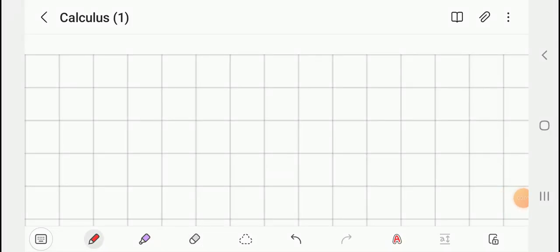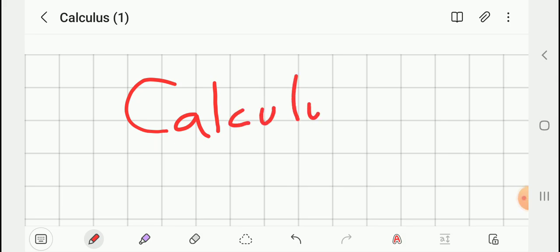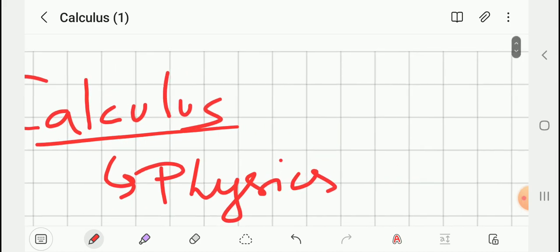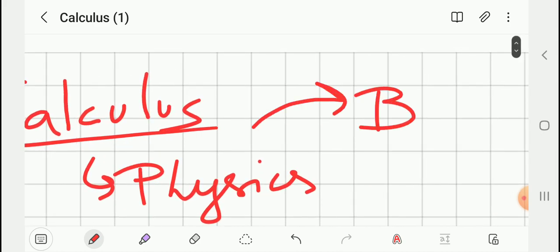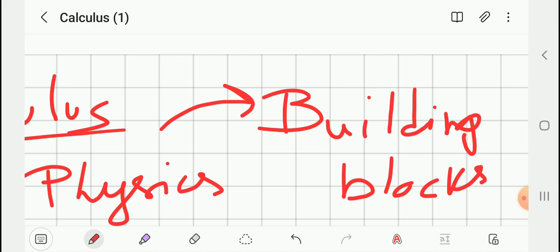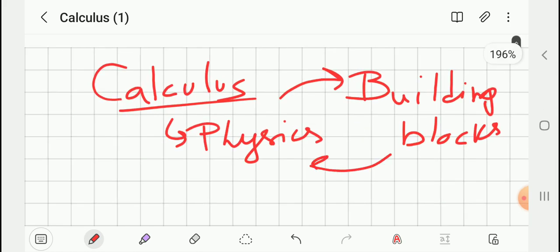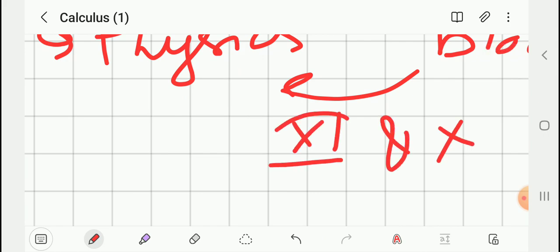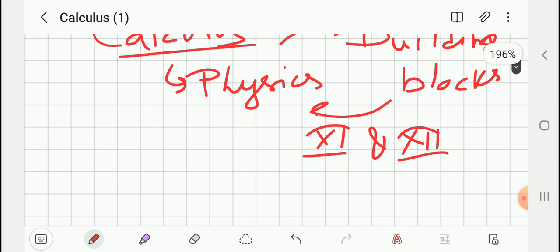Today we will be discussing calculus. Calculus is a mathematical tool which is very important for physics. It forms the building blocks of physics in class 11 and 12th.